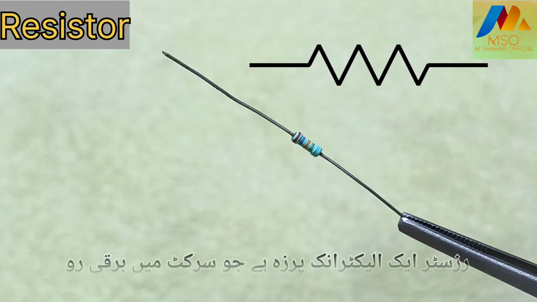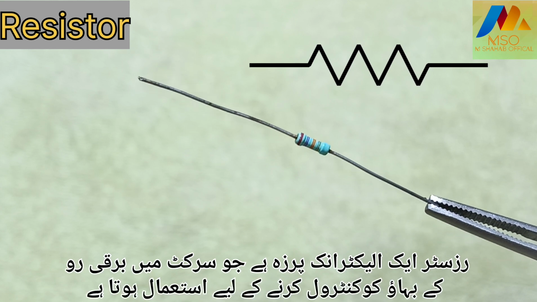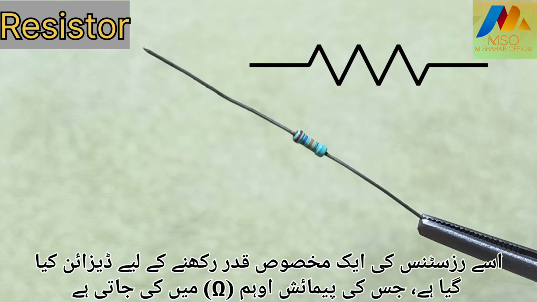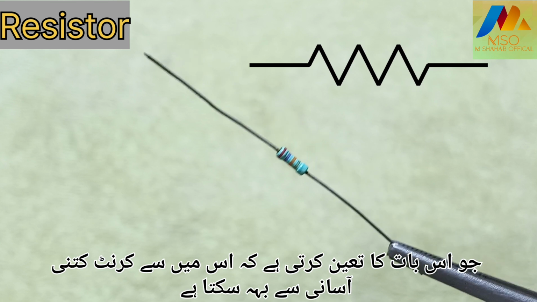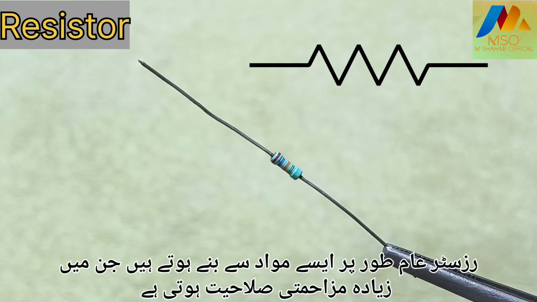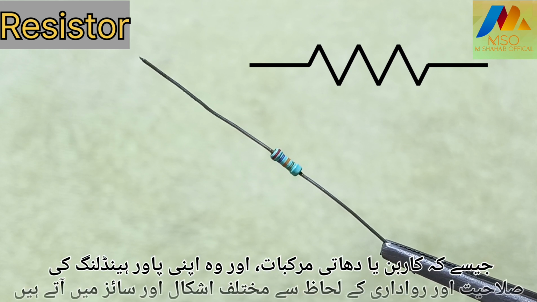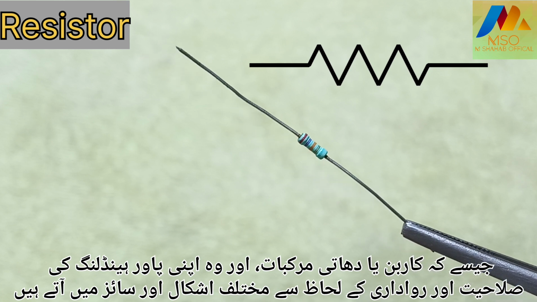A resistor is an electronic component that is used to control the flow of electric current in a circuit. It is designed to have a specific value of resistance, measured in ohms, which determines how easily the current can flow through it. Resistors are typically made of materials with high resistivity, such as carbon or metal alloys, and they come in different shapes and sizes depending on their power handling capacity and tolerance.